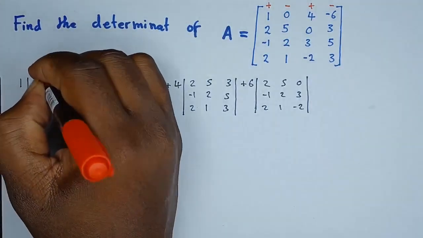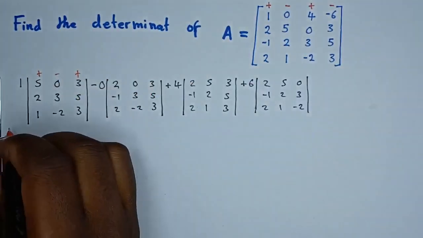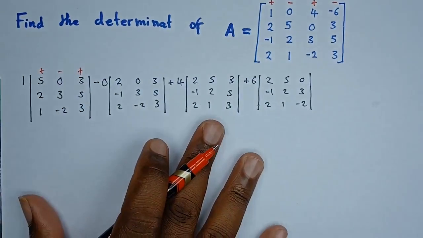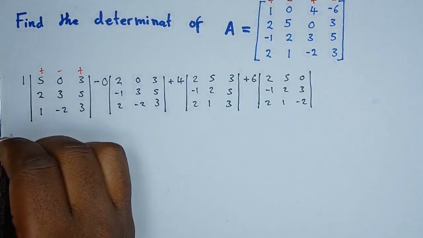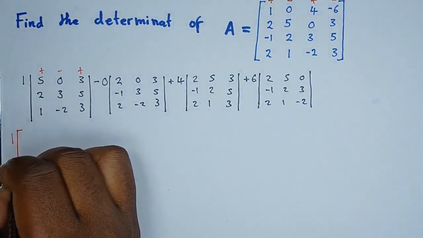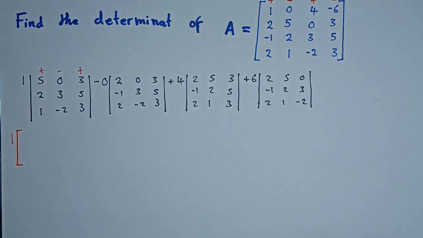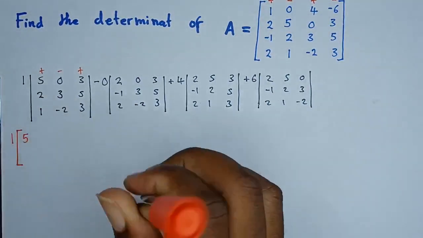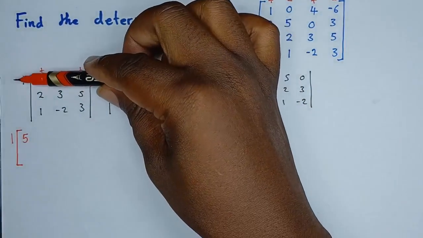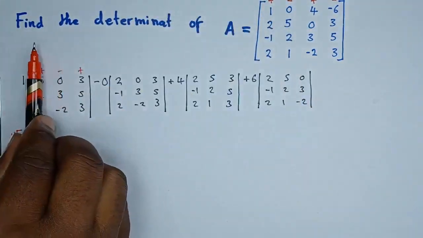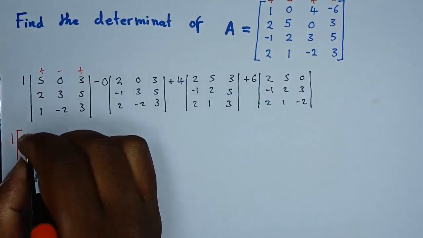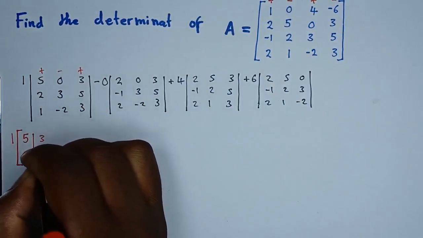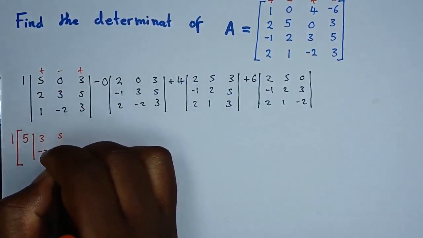Signs will alternate like that. So what we should have is this value which we have here, and let's just use brackets, because now we'll be forming 2 by 2 matrices. So the first value we're using is a 5. So everything except the row for 5 as well as the column for 5. I'm sure you get the idea now. So that will be 3, -2, 5, and 3.